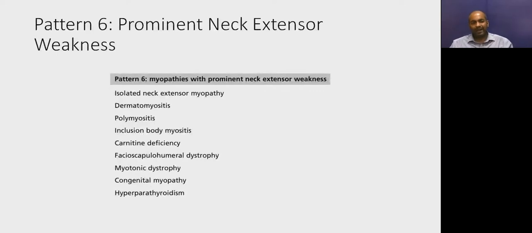Again, this is a rare pattern: muscle disorders with prominent neck extensor weakness. Rare pattern.